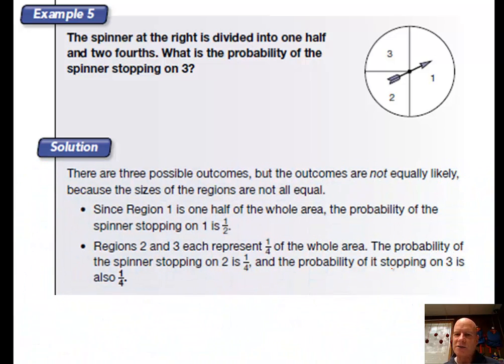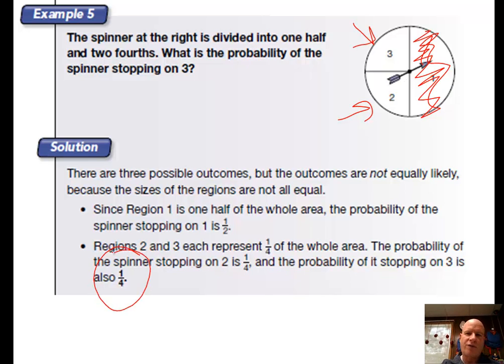Well, there's 3 possible outcomes, but the outcomes are not equally likely. This here, first of all, is 1/2. So the probability of landing on a 1 would be 1/2. The probability of landing on a 2 or a 3 would be 1/4, or 25%. It'd be 1/4 because this 3 represents 1/4 of the total circle.